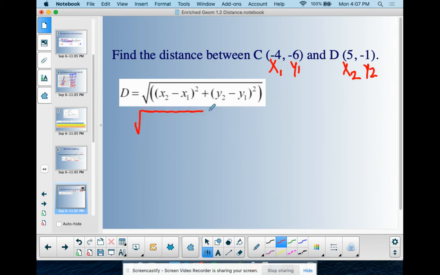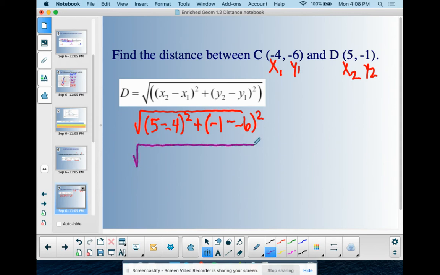So drop down your big square root. Our x2 we labeled as 5, minus our x1, which is negative 4. Now I'm just copying down the formula how I see it. Our y2 is negative 1, minus our y1 of negative 6. And again, I copy down the rest of the formula. Now we just GEMDAS our way out of this.